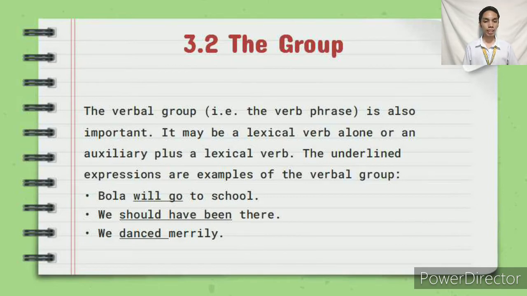We should have been there. So in this sentence, should have been is also the verb phrase. And then lastly, we danced merrily. Okay, so we could see the verb alone, danced, is the verb phrase.